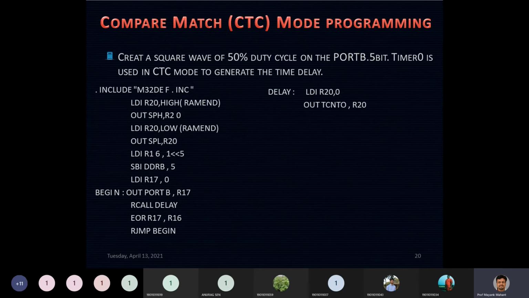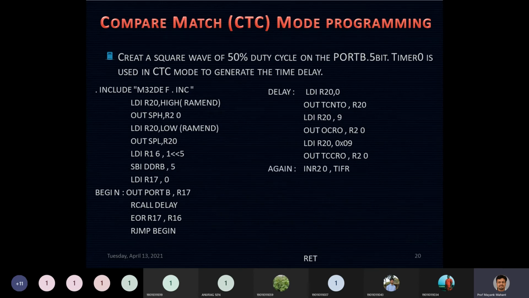The first thing we will be doing is loading the TCNT register. In this case, the value of the TCNT register must be loaded as 0, but the calculated value, whatever delay you want, must be loaded in your OCR register. Over here the value of the OCR register is 09. Then we need to load our TCCR register with a value according to the configuration. Over here I have loaded it with 9, which means it will be working in CTC mode with no prescaler.